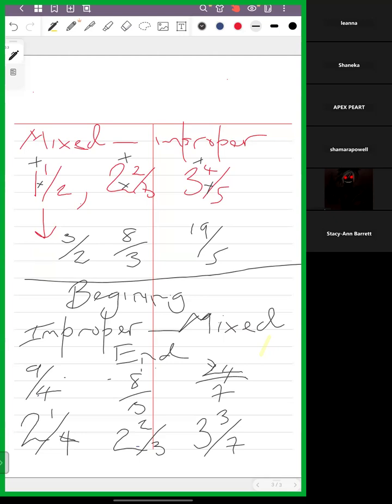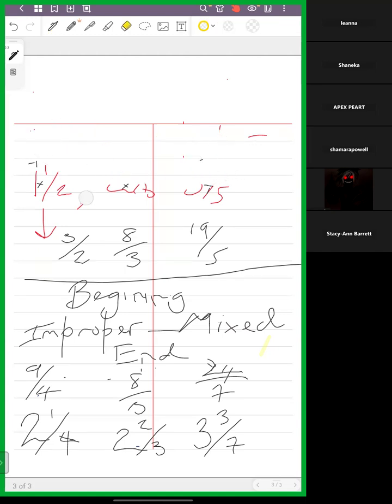In order to add or subtract two or more fractions, the following steps must be applied. This is notes, guys, notes.